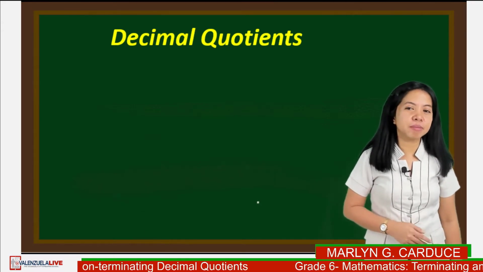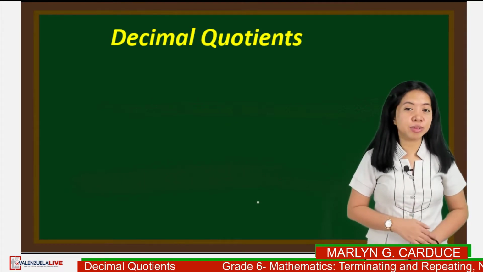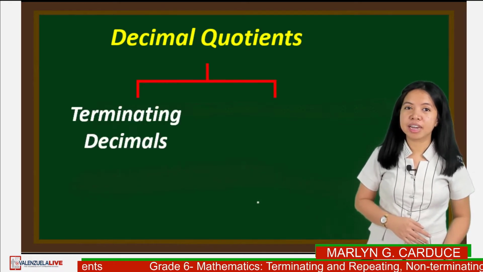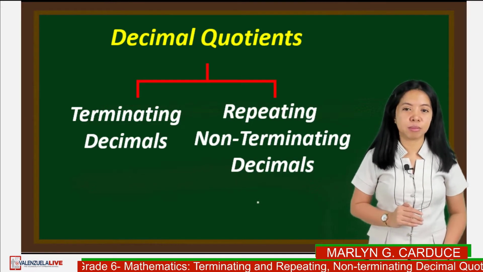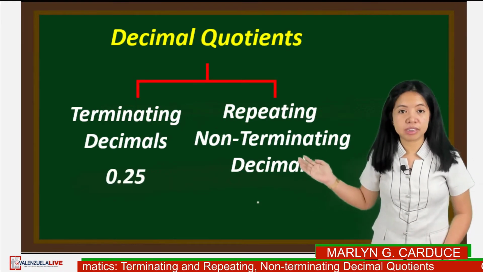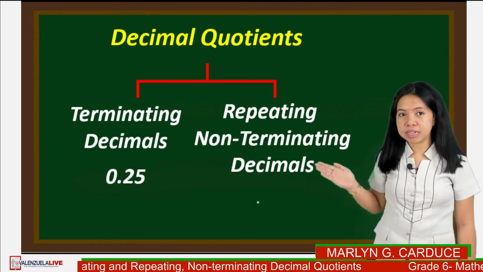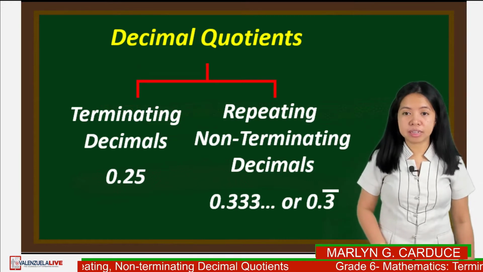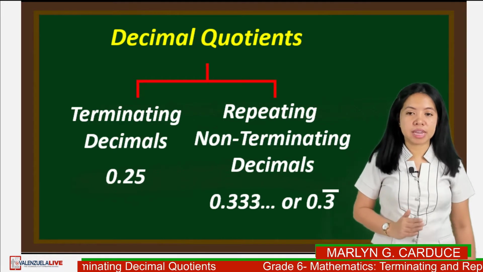So as you can see in the given problem, we solve for the 2 different decimal quotients. And these 2 decimal quotients can be classified into 2. These are terminating decimals and repeating non-terminating decimals. As for the example of these 2 types of decimal quotients, 25 hundredths is an example of terminating decimal, while for repeating non-terminating decimal, the example is 0.333 with an ellipsis, or 0.3 with a bar above 3.